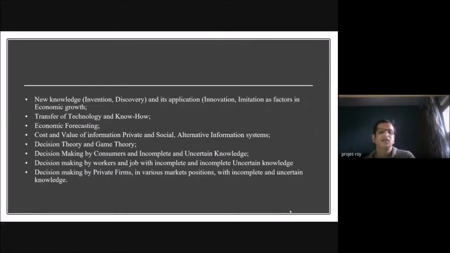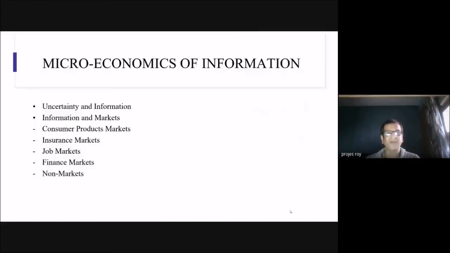It's new knowledge, invention, discovery, and its application, innovation, limitation as a factor in economic growth, transfer of technology and know-how, economic forecasting, cost and value of information, private and social alternative information systems, decision theory and game theory, decision making by consumers with incomplete and uncertain knowledge, decision making by workers and job with incomplete uncertain knowledge, decision making by private firms in various market positions with incomplete and uncertain knowledge. These are the micro economics of information extensions.